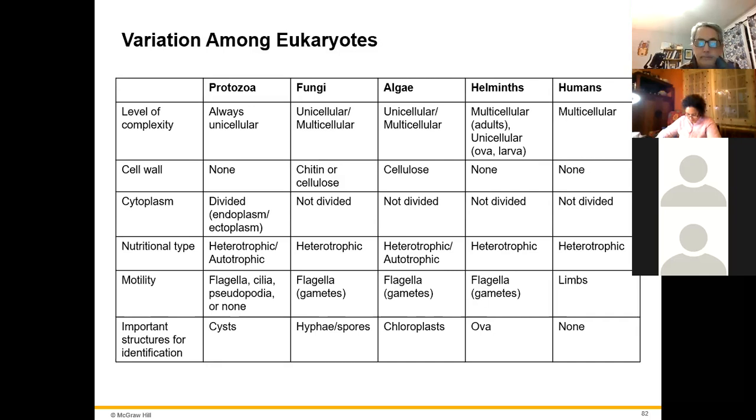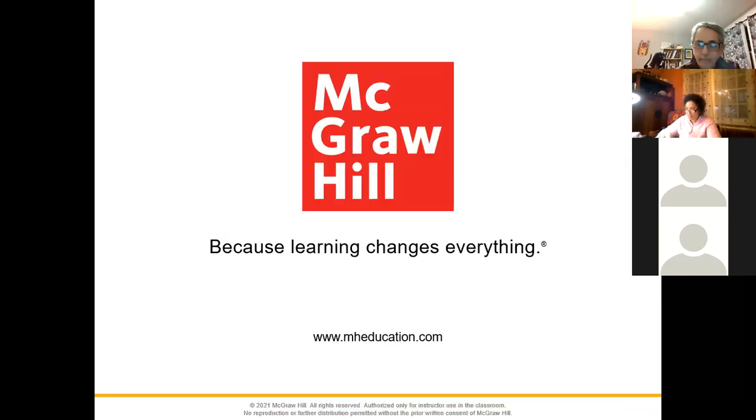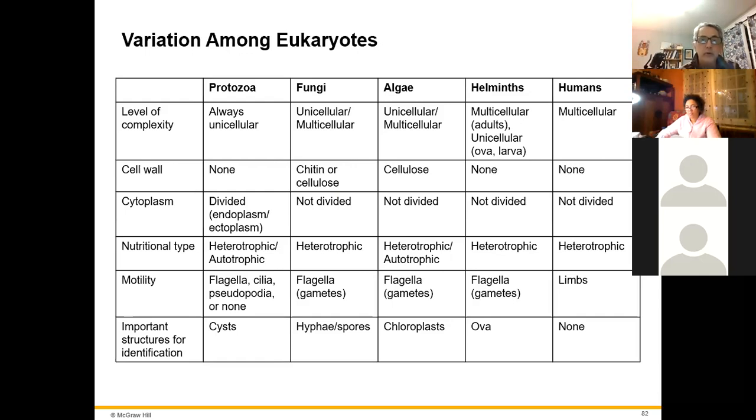So, this is just a review. Protozoa are always unicellular, with no cell wall. The cytoplasm can be divided; they have an endoplasm and an ectoplasm. They can be heterotrophs, in other words different sources of food, or autotrophs, a single type of food. Their motility can be flagella, cilia, or pseudopods, or none. And they have a cyst life cycle.